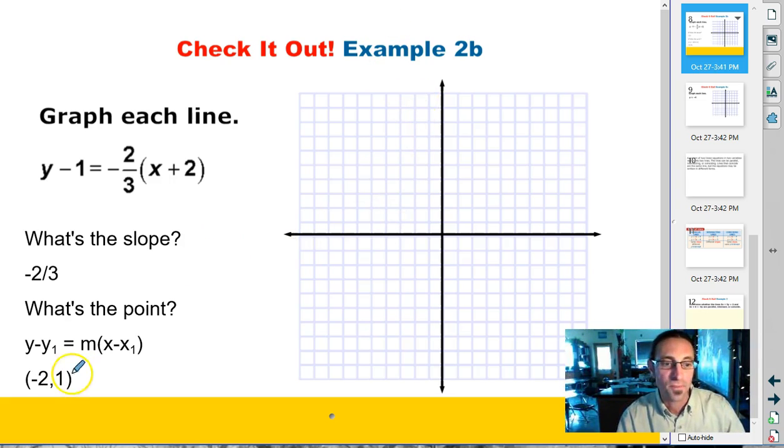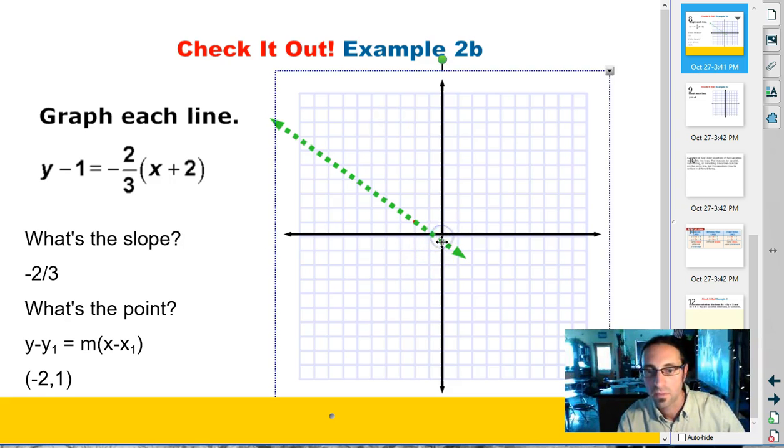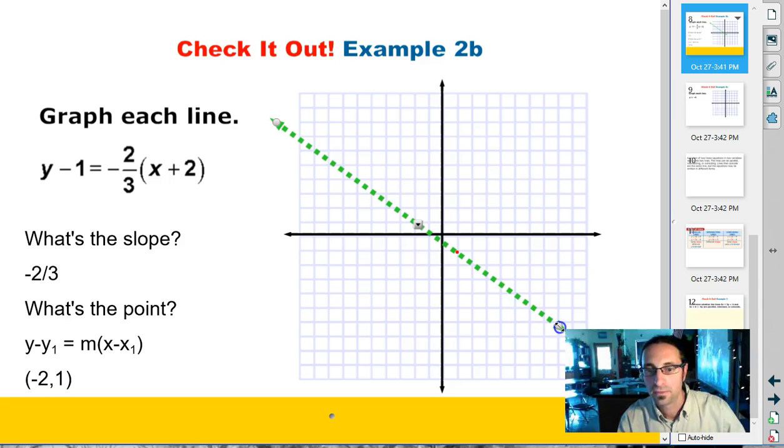All right, so let's start with our point. Negative 2, 1. From this point, I'm going to go down 2, over 3. The key here to remember is we're always going left to right. If you're going positive or negative, up or down, you're always going left to right. Then I'm going to take this and just extend it through. And then if I need to, I can extend it the other direction as well.